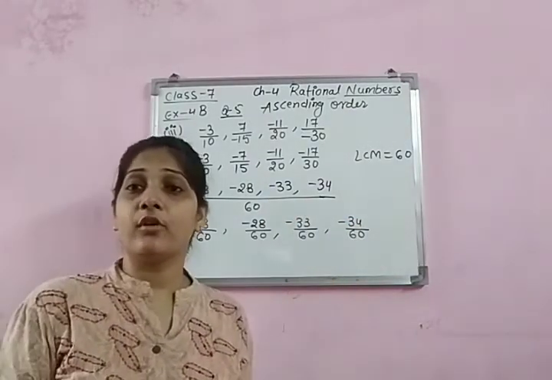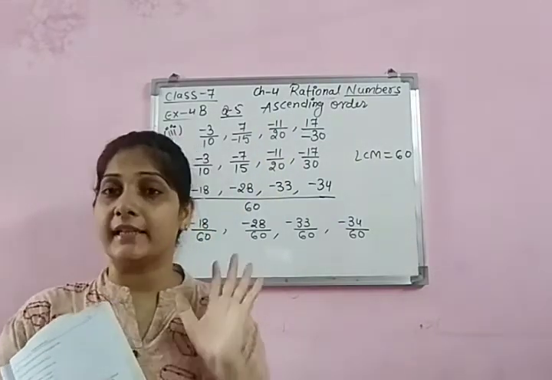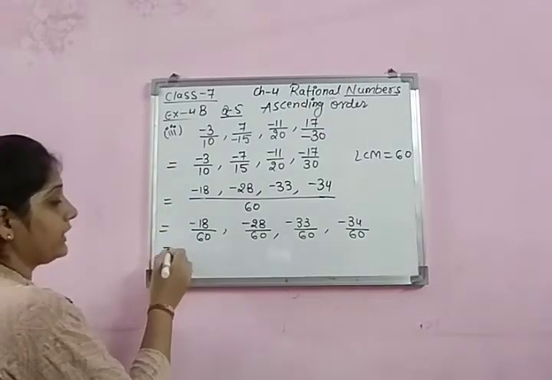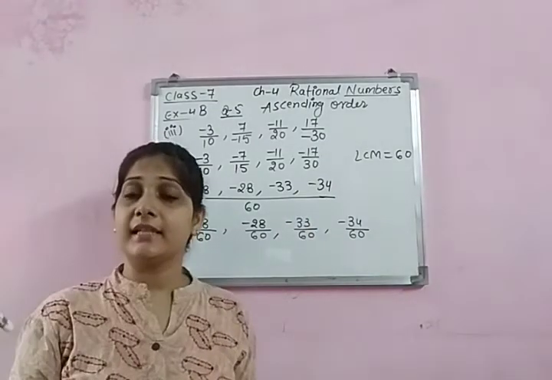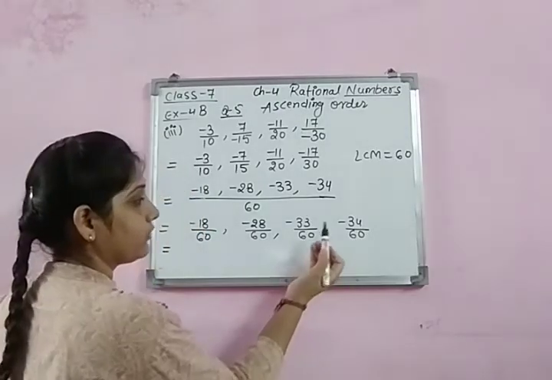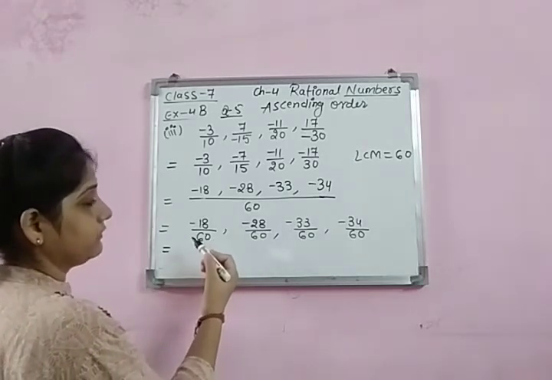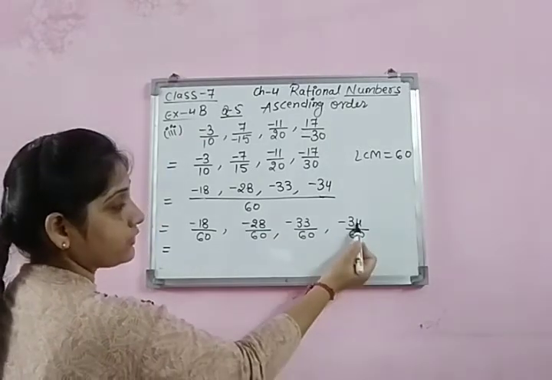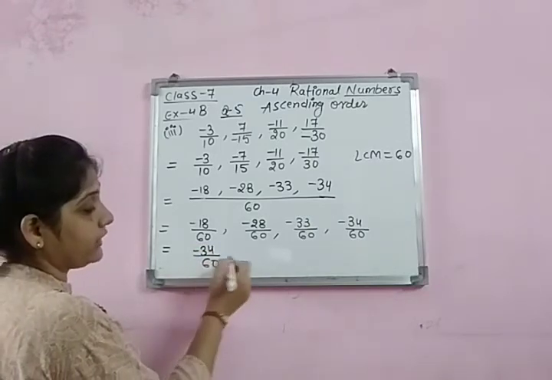Now, children, we want to write it in ascending order. Ascending means smaller to bigger. So we have to check which one is smaller out of these. Please remember all are negative. So with the negative sign, the number which is bigger is actually smaller. With the negative sign, the bigger one becomes smaller. So this one, because 60 is the same, 34, because it is the bigger one, but with negative it makes it smaller.